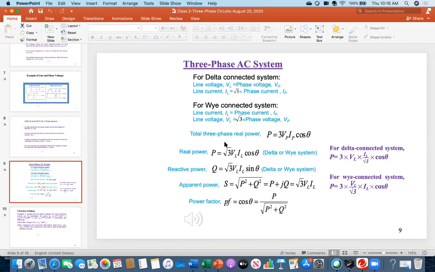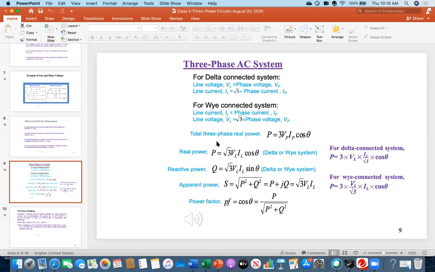So what I have written, I am recapping those things. For a delta-connected system, line voltage VL equals phase voltage VP. Keep in mind, line voltage means line-to-line voltage. Line current IL is √3 times the phase current. Once we are solving numerical problems, you have to utilize these conclusions. For a Y-connected system, line current IL equals phase current IP, and line voltage VL is √3 times phase voltage VP.